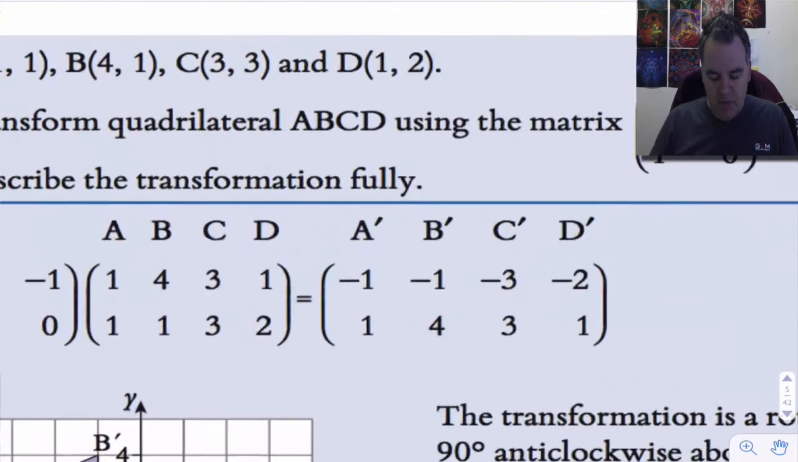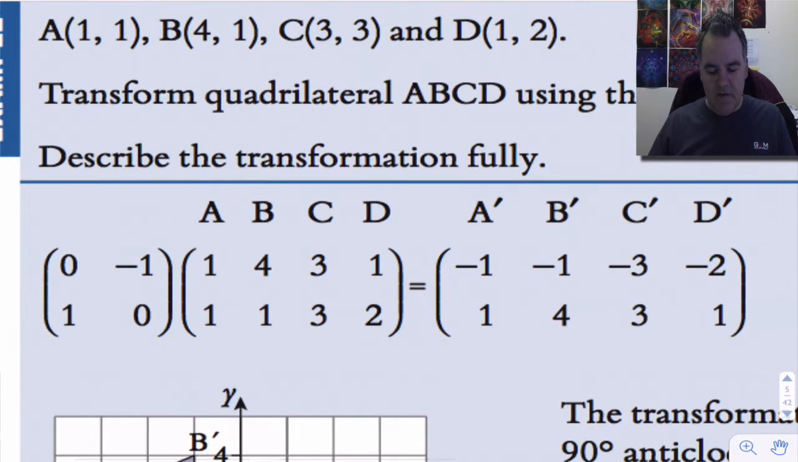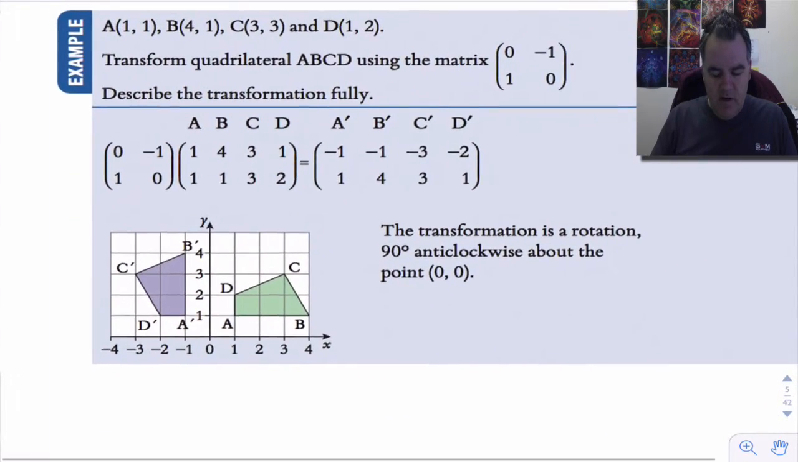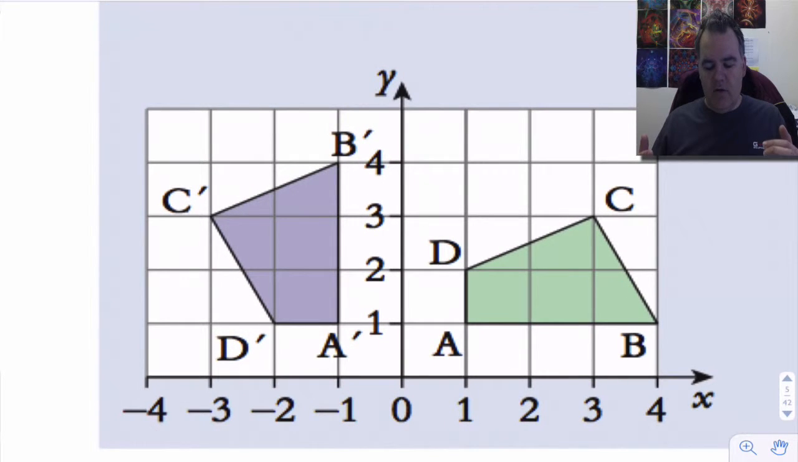So here's the multiplication. We pre-multiply, we write out the points A, B, C, and D in order, and perform the matrix multiplication, and there is our transformed shape. We can then draw the transformed shape on a grid, and here it is, and we can see what transformation we've undergone there. It's pretty clear in this case that it's a rotation. That's the first thing we need to say: it's a rotation.